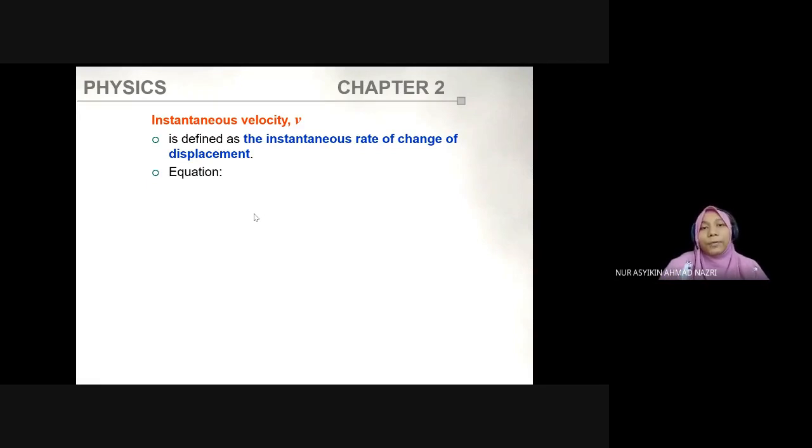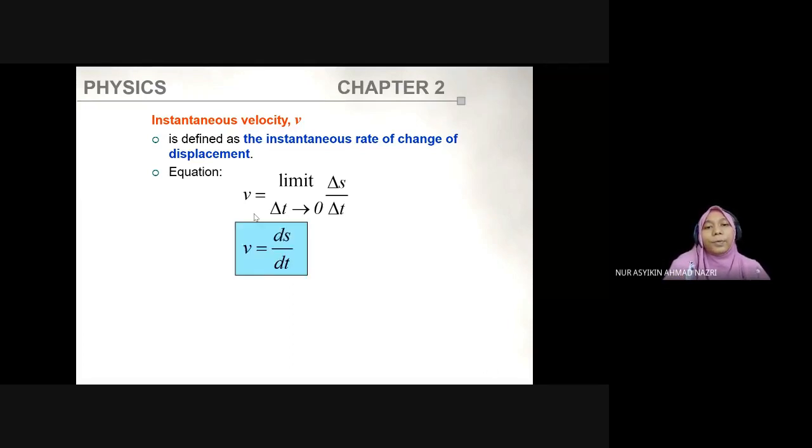So just now we have looked at the equation for average velocity. So instantaneous, how we define it? Instantaneous velocity is the instantaneous rate of change of displacement, which means that it cannot be equal to zero. Macam tadi ada salah satu masa dia zero, tapi sebenarnya maksudnya samalah. Dia kena ada perubahan masa dalam satu jarak. Okay. Ataupun dia macam ni lah, lebih kurang ds per dt.